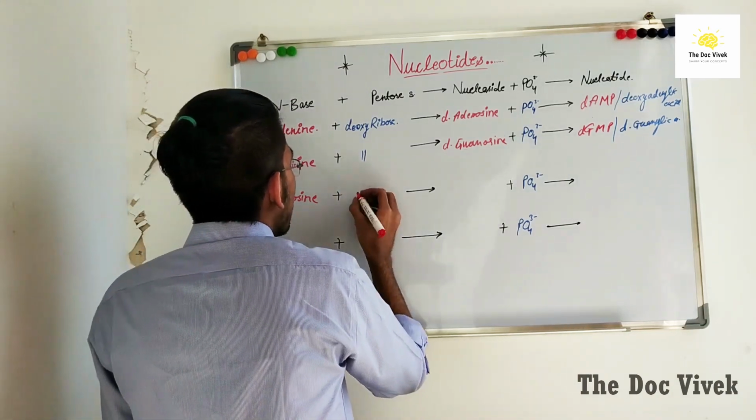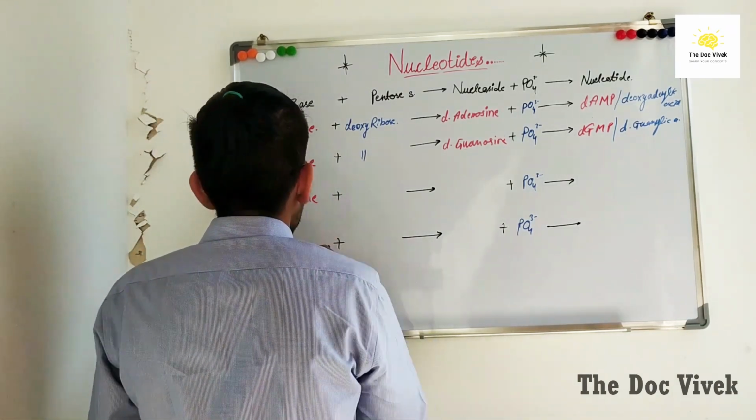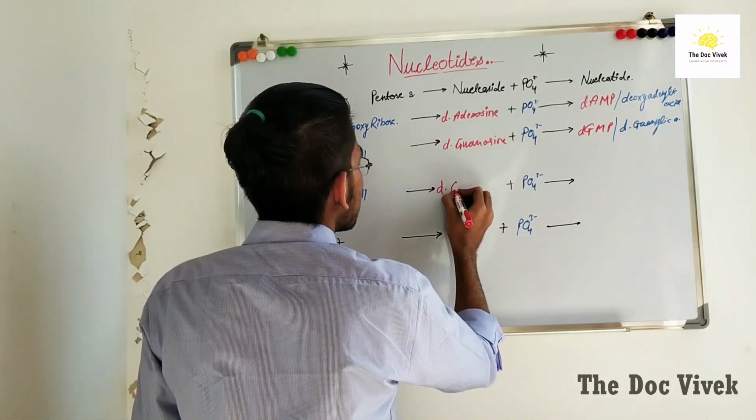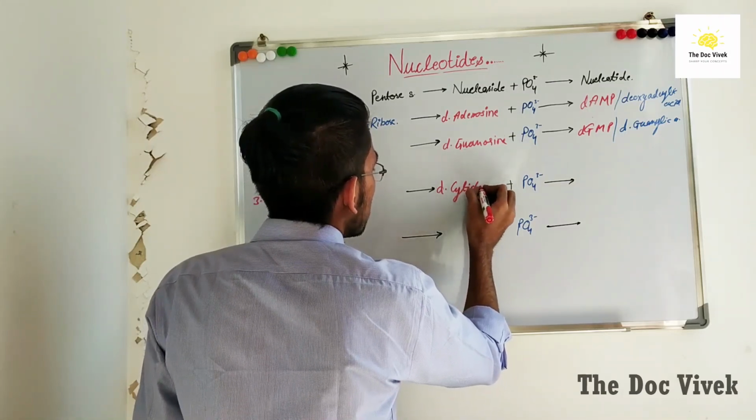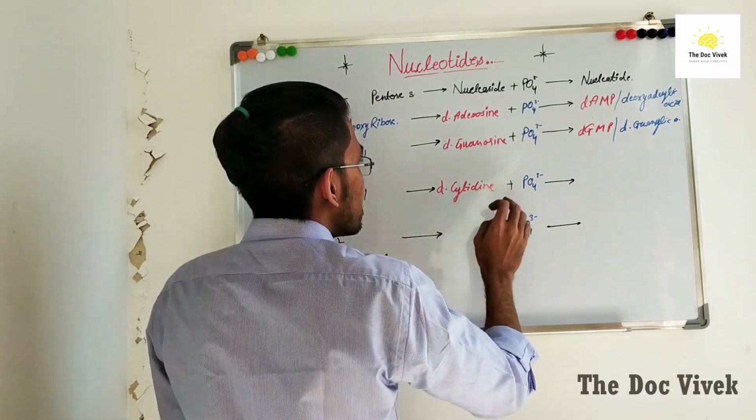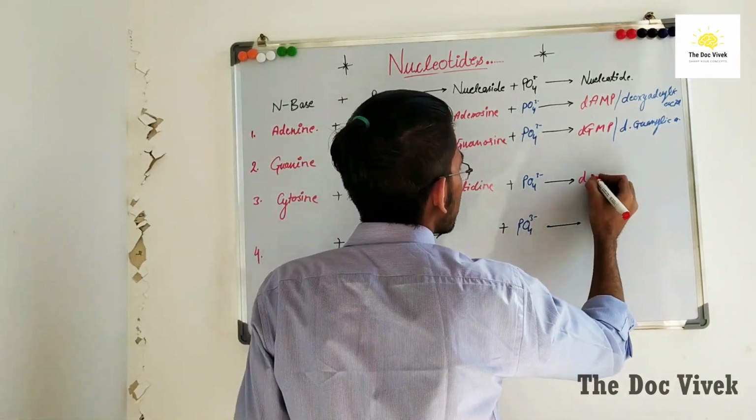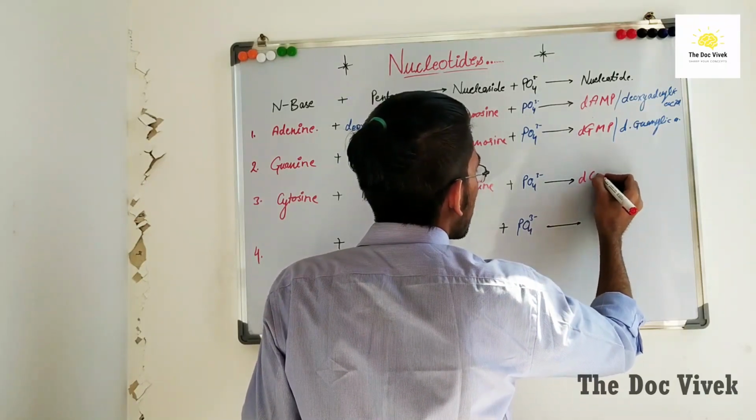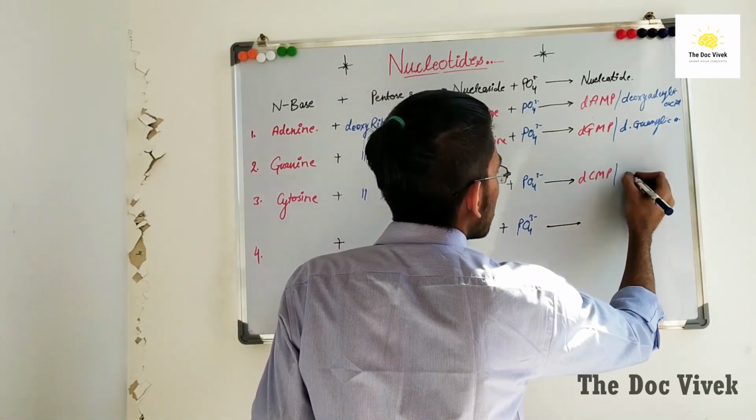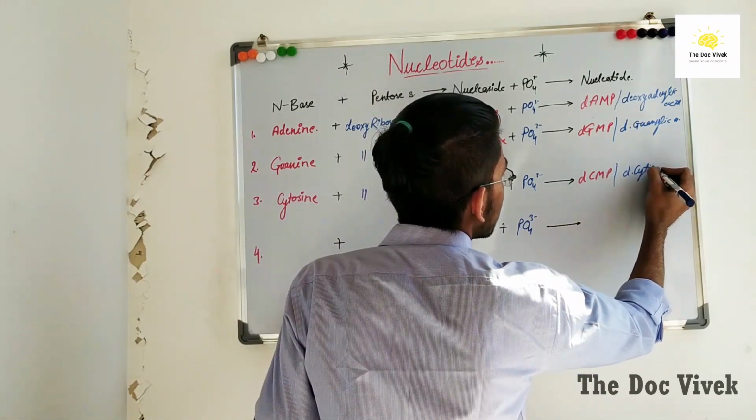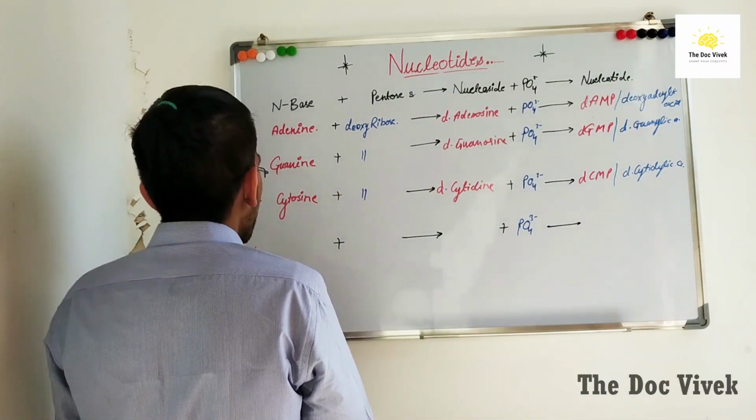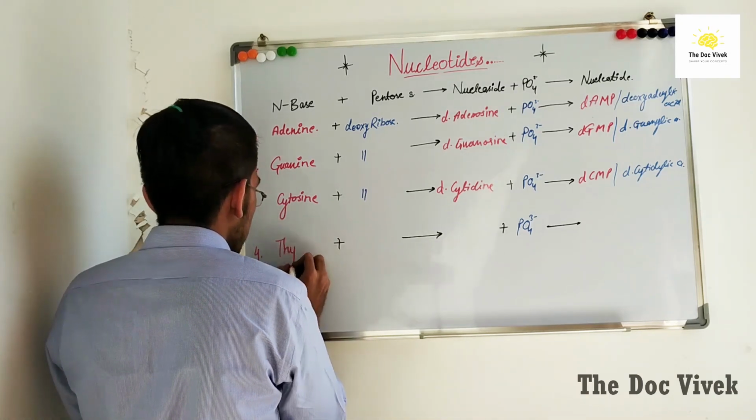Now cytosine, if we added deoxyribose sugar on cytosine, it results in the formation of deoxycytidine, and deoxycytidine, if phosphorylated, results in the formation of deoxycytidine monophosphate or deoxycytidylic acid. And the fourth one is thymine.